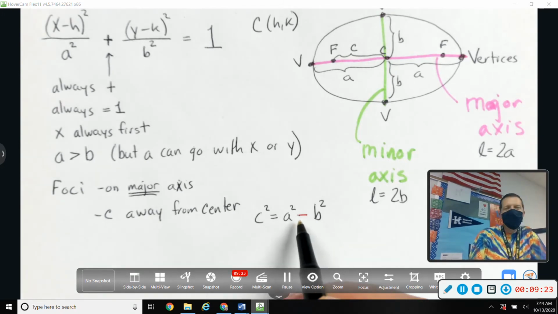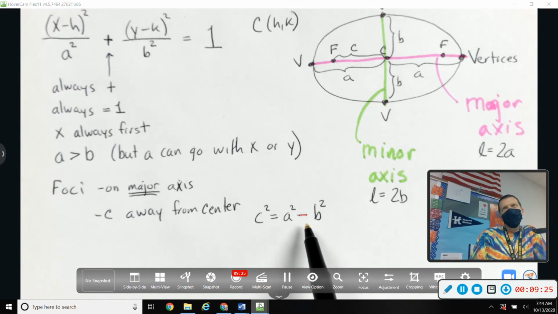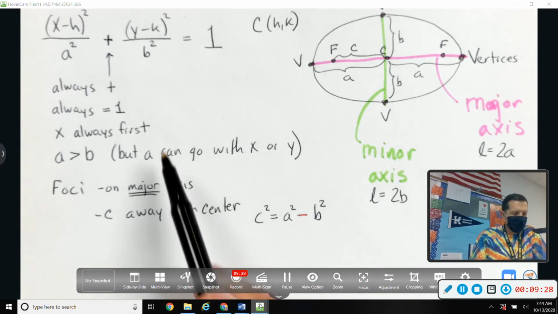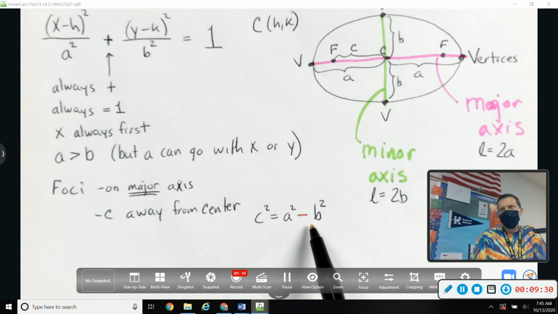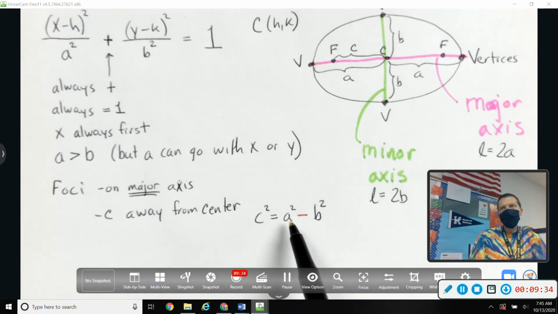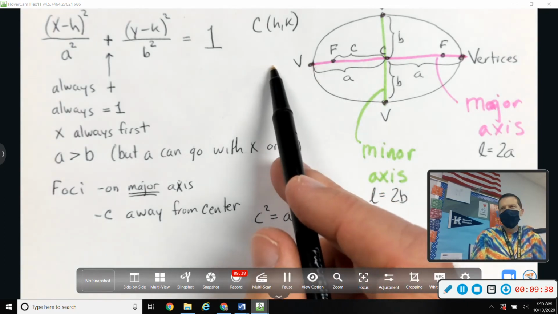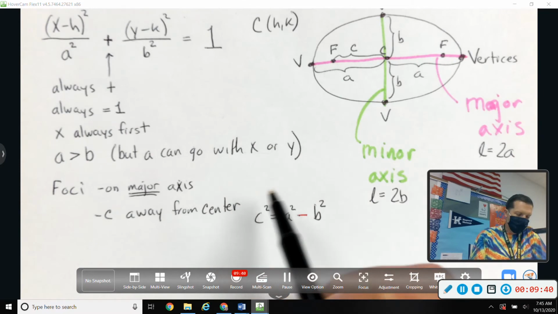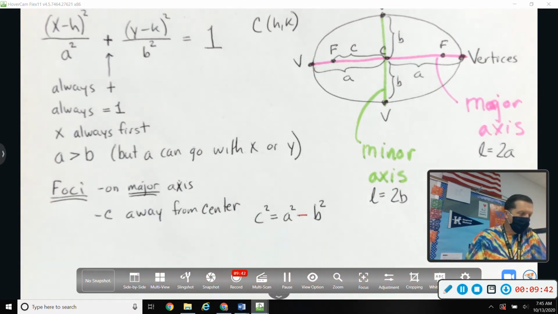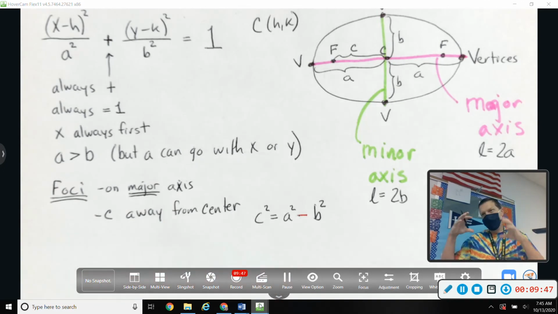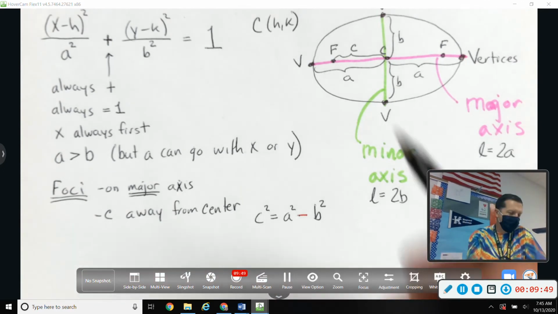The good news is, well, I guess first the bad news. For hyperbolas, it's A squared plus B squared. So you got to remember which one's which. The good news is, if you do this one wrong, you end up with vertices that are outside the ellipse. Or excuse me, not vertices, but foci. Foci is plural of focus, so that's sort of the focus of the ellipse. Things need to be focused on the foci.